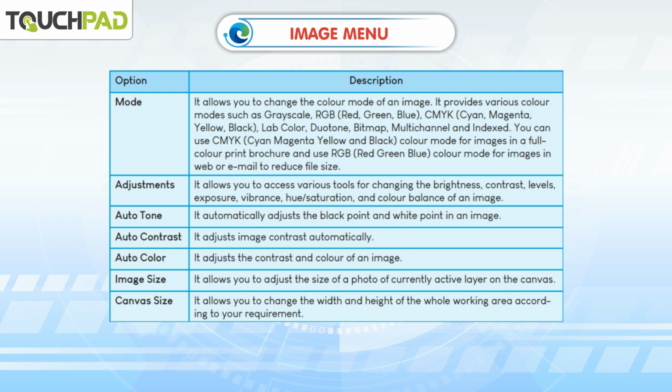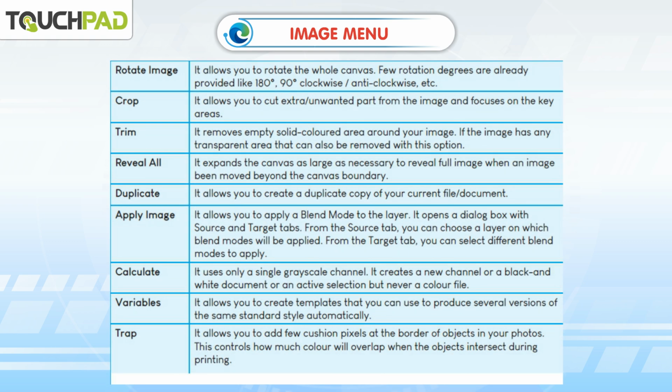Image size. It allows you to adjust the size of a photo of the currently active layer on the canvas. Canvas size. It allows you to change the width and height of the whole working area according to your requirement. Rotate image. It allows you to rotate the whole canvas. Few rotation degrees are already provided like 180 degree, 90 degree, clockwise or anti-clockwise, etc.